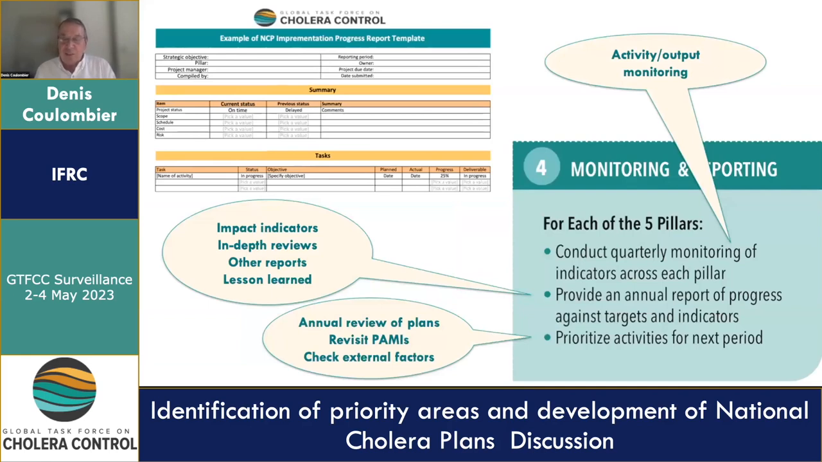which outlines what is expected over the implementation of the plan in terms of monitoring of activities, like quarterly monitoring of indicators across each pillar, and then as reporting, expected to provide an annual report of progress with targets and indicators, impact indicators, in-depth review, and any other reports or lessons learned that emerge during the year should be part of that. And last but very important is to review the prioritized activities for the next period on the basis of what was learned in the current period.